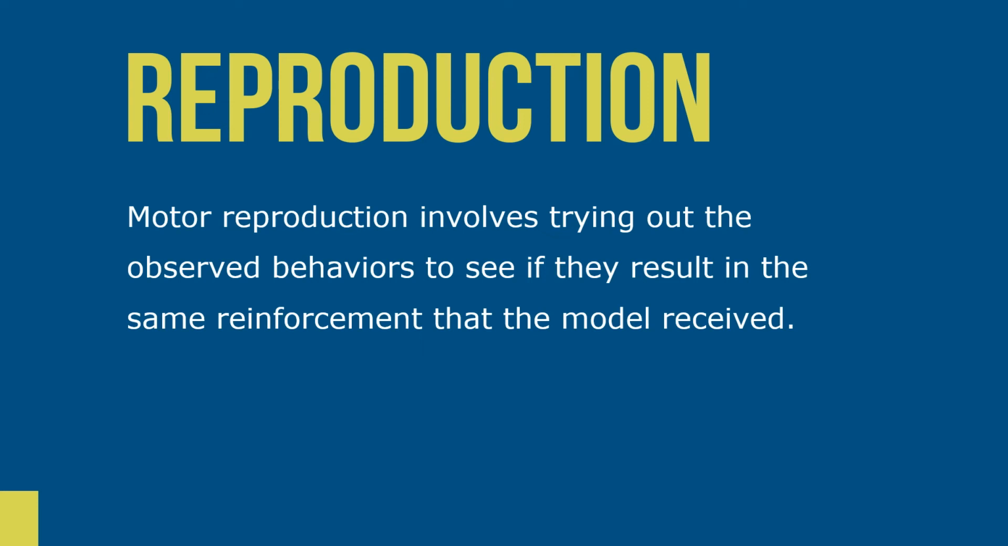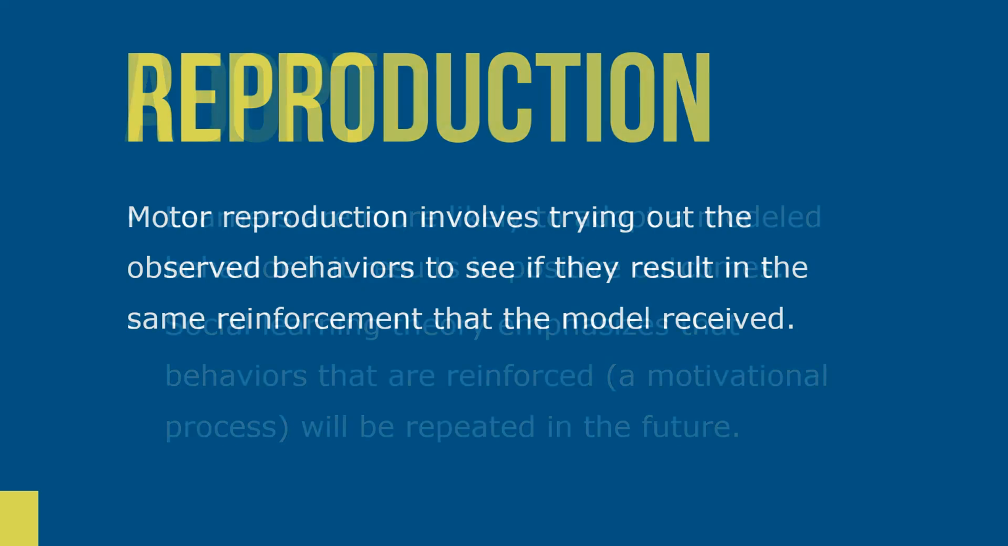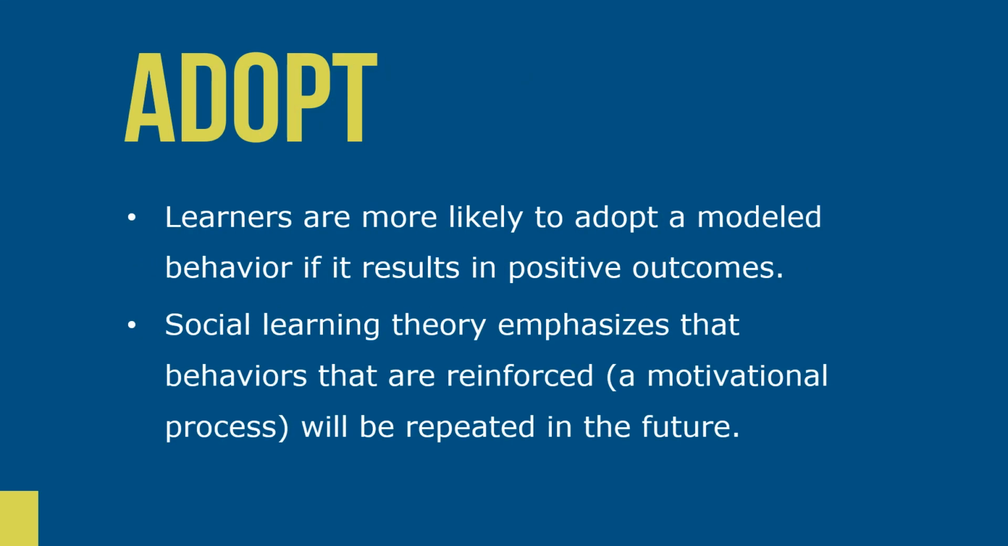Motor reproduction involves trying out the observed behaviors to see if they result in the same reinforcement as the model received. The ability to reproduce behaviors or skills depends on the extent to which the learner can recall the skills or behavior. The learner must also have the physical capability to perform the behavior or exhibit the skill. Learners are more likely to adopt a modeled behavior if it results in positive outcomes. Social learning theory emphasizes that behaviors that are reinforced are influenced by a motivational process and will be repeated in the future.